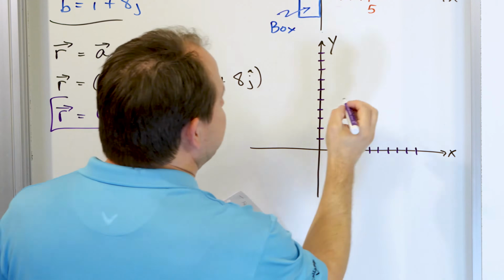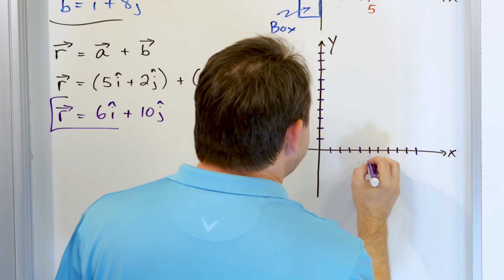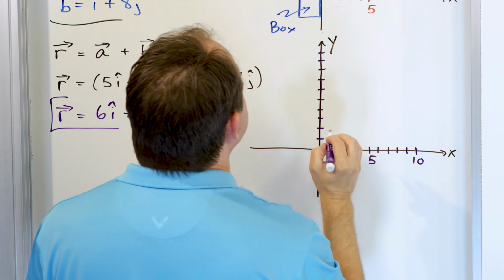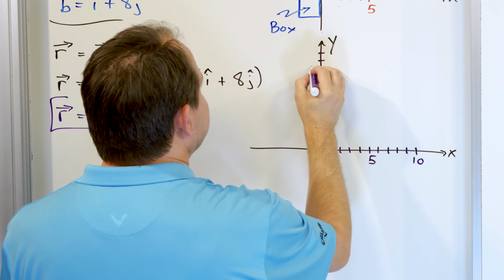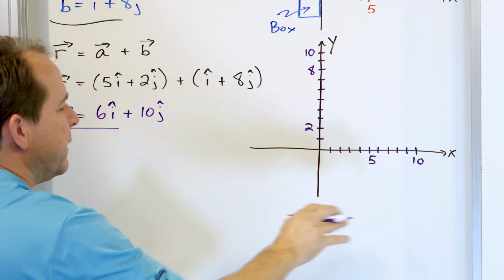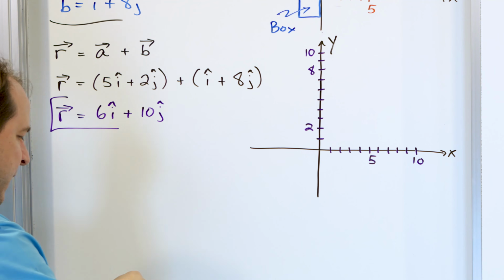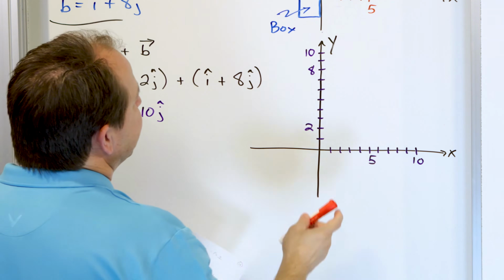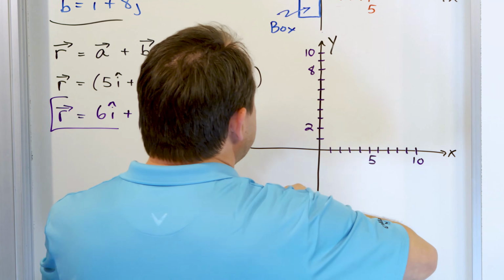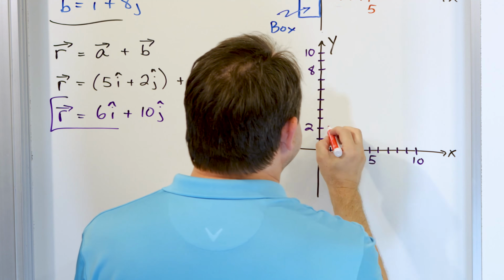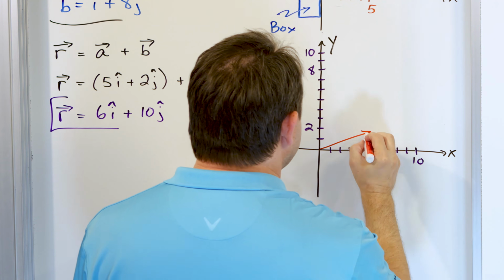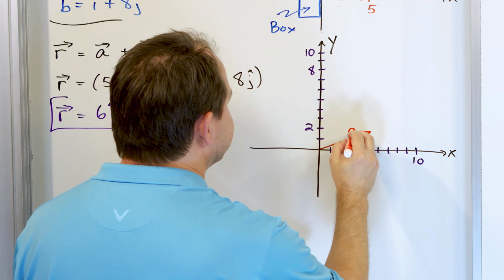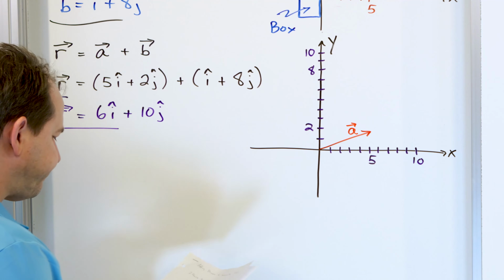And what I'm going to do is I'm going to mark the same ones. 1, 2, 3, 4, 5. Here's 5 right here. Here's 10 right here. I'm going to put a 2 here. 3, 4, 5, 6, 7, 8. There's an 8 here. There's a 10 here. I'm just putting some numbers here so that we can easily identify them. All right, so how would we add them? The first thing, you would leave vector A alone. And so we're going to put it in exactly the same location, 5, 2. So the arrowhead goes right there. That's vector A, like this.